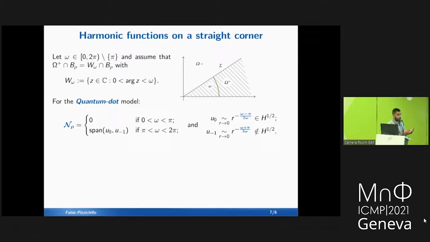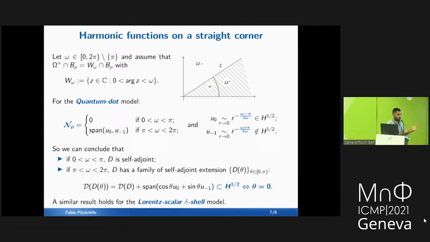In particular, we proved that for the quantum dot case, when the angle is convex, then N rho is equal to zero. And when the angle is not convex, then N rho is the space generated by these two functions, u0 and u-1, that are explicitly computed, and they have this kind of decay when r goes to zero. So in particular, thanks to this result and the previous one, we proved the following. For the quantum dot model, when the angle is convex, then the operator is self-adjoint. So we have H1 regularity.